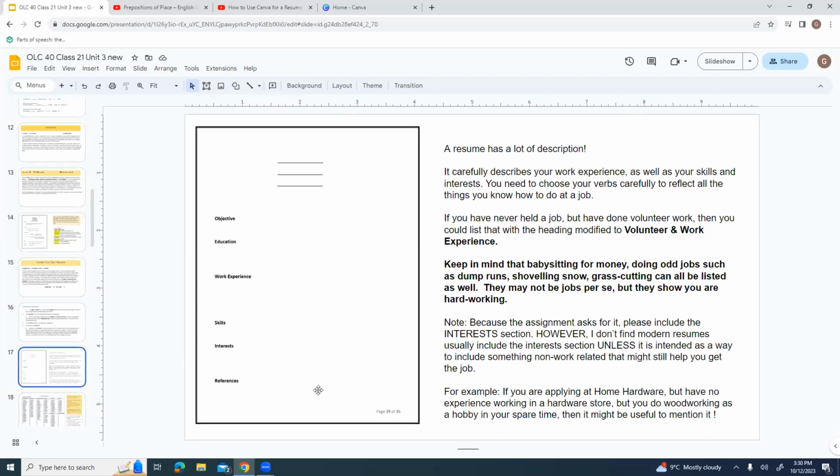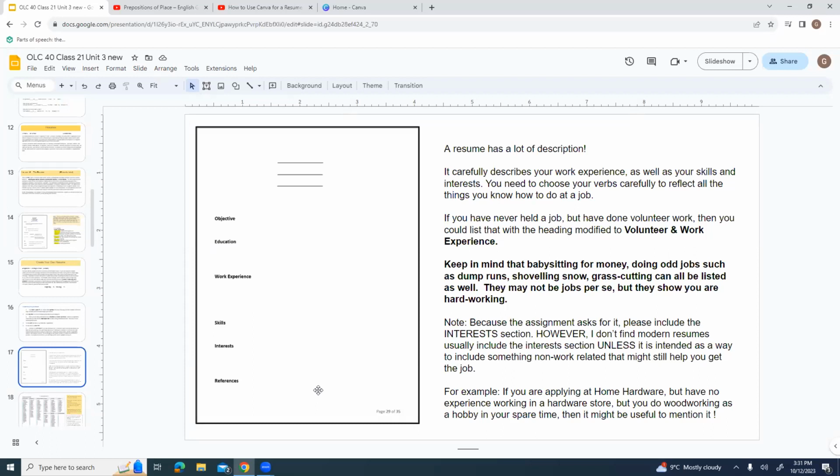Also, if you have never held a job, which is quite possible if you're still in high school, but have done volunteer work, then you can list that with the heading. I would modify the heading in your good copy to say volunteer and work experience, or work and volunteer experience. Also, keep in mind that babysitting for money, doing odd jobs for money like dump runs, shoveling snow, grass cutting, fixing the teacher's quad, those can all be listed as well.